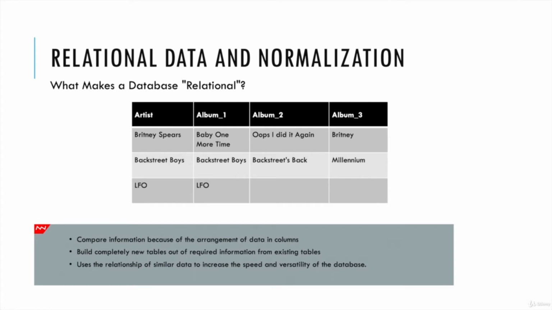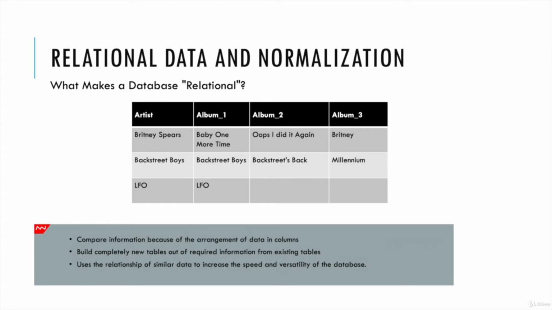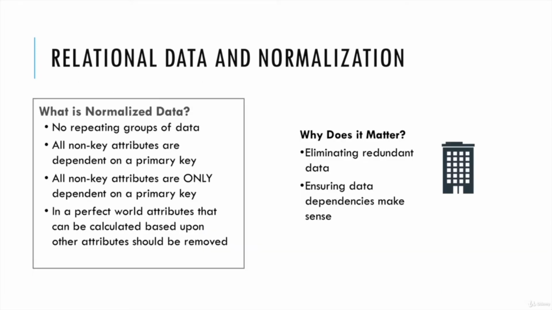So with relational data, we can compare information because of the arrangement of data in the columns. We can build new tables out of required information from existing tables. And we can use relationships of similar data to basically speed up and make our database more flexible. So all of that is kind of abstract. Let's look at a little bit more about normalized data, and then we're going to look at an example. We're going to take this denormalized data and set it up into a relational normalized process.